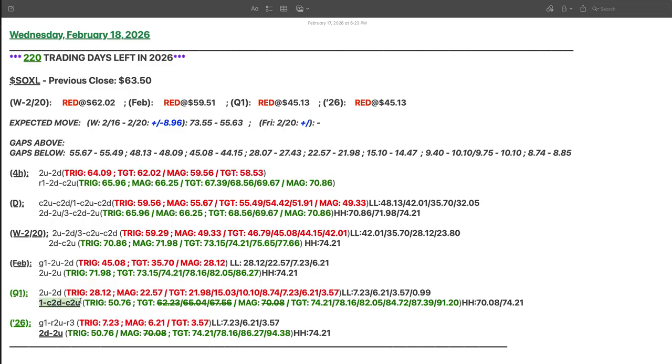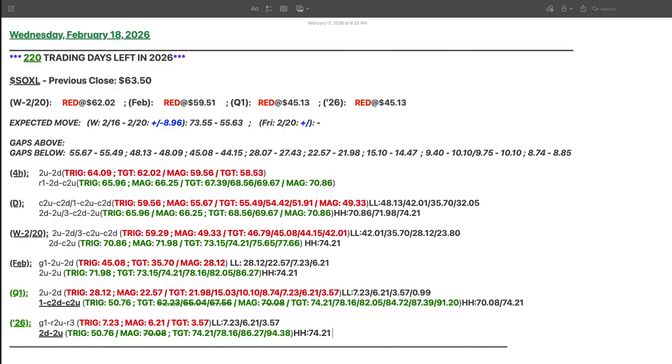We talked about on the quarter, we already ran the 1 combo 2 down, combo 2 up, reached magnitude at 70.08. So not a lot there, but we are still in force. And then on the year, we did trigger the 2 down, 2 up. Again, reached magnitude at 70.08, but we're still above the trigger. So we are still in force on that, right?